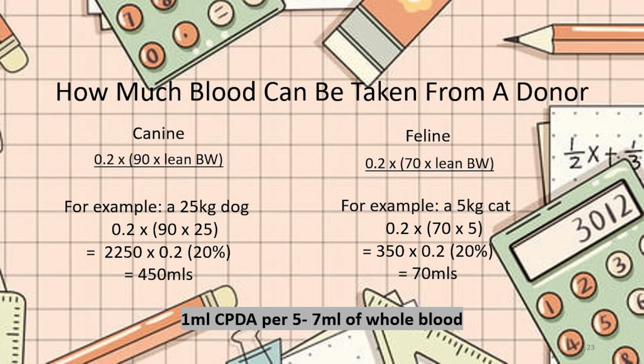It is 70 by their lean body weight, with that amount multiplied by 0.2. So we have an example of a 5 kilo cat, which is our minimum for our cats. So we've got 70 multiplied by 5, which brings us to 350. We then multiply that number by 0.2 to get our total of 70 mils maximum that we could extract from that cat.